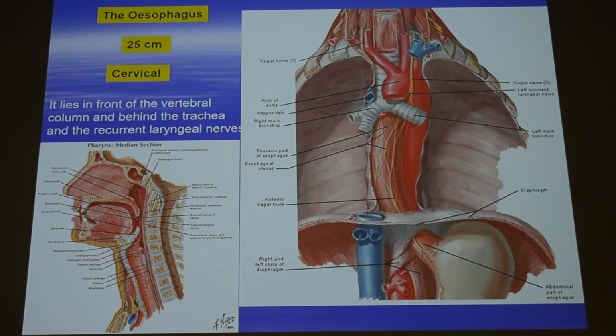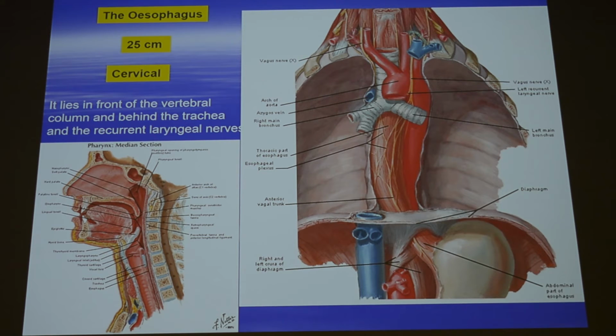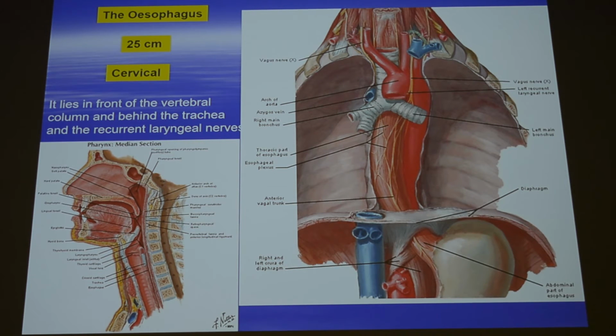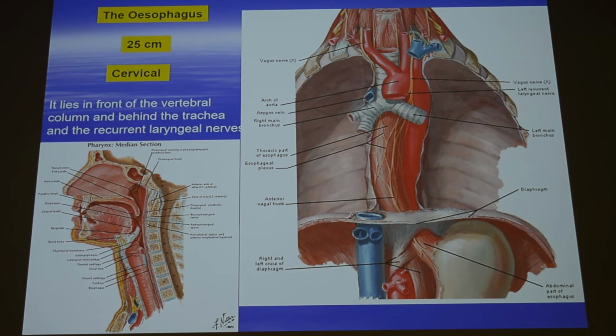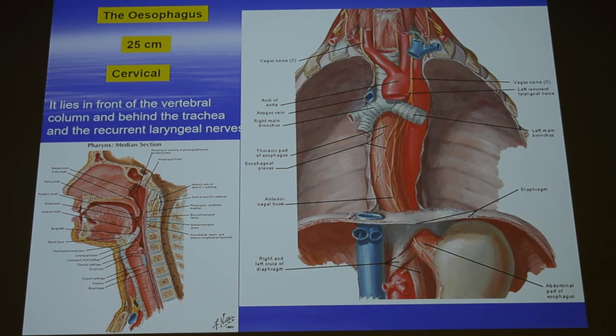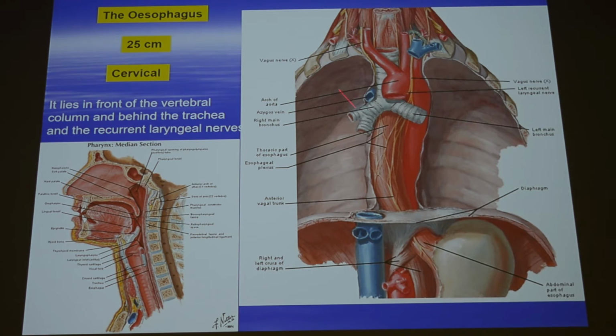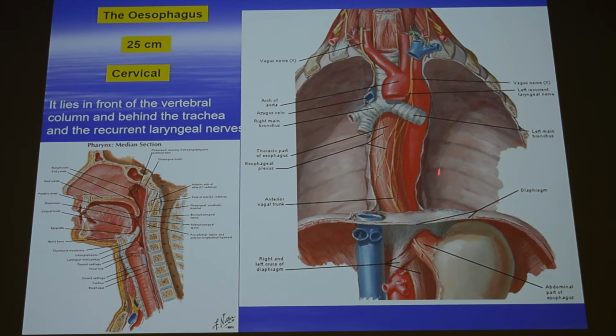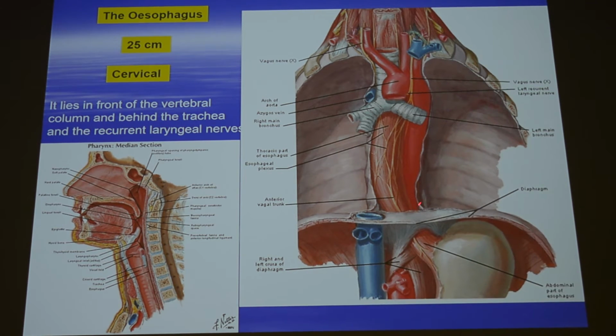Trachea will end here. It will bifurcate, will divide into right main bronchus and left main bronchus to go to each lung. And then what do you think will be anterior to the esophagus here? Will be the heart, right? The heart, which is surrounded by a serous membrane called the pericardium. Okay, so below the bifurcation of the trachea we'll have the heart.